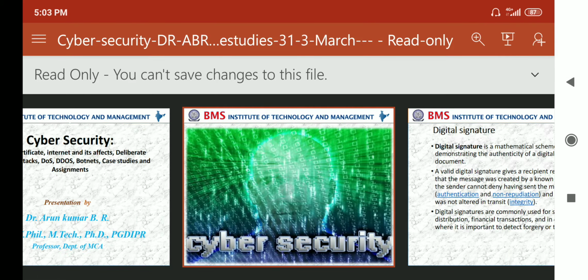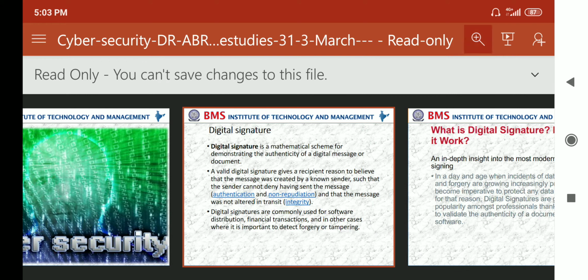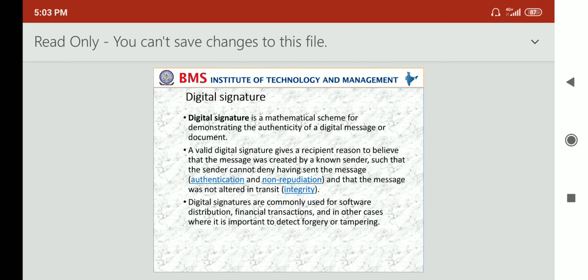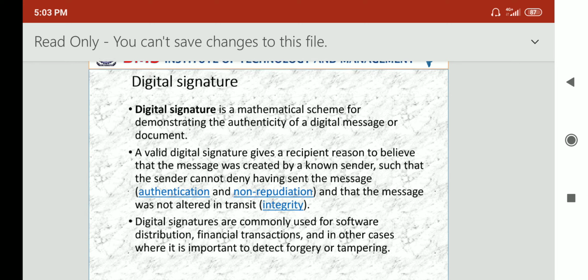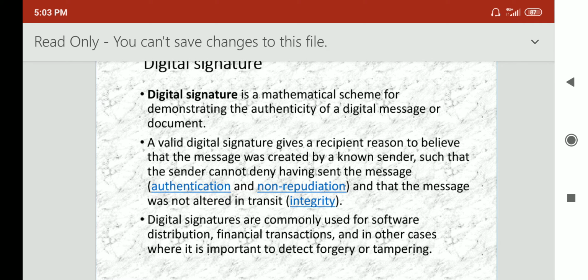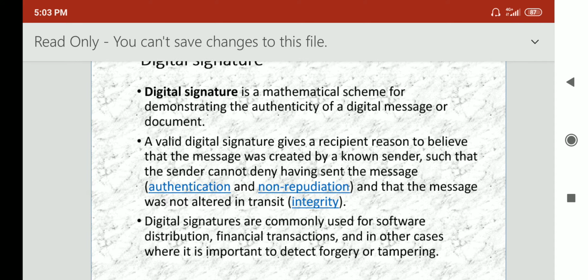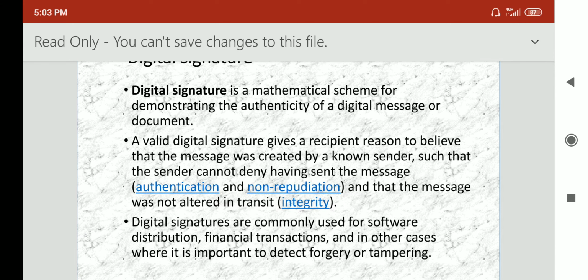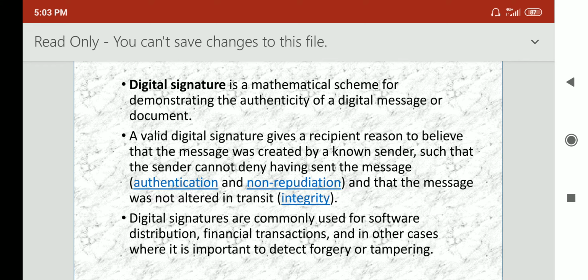Today, we have to understand the digital signature and its importance. A digital signature is a mathematical scheme for demonstrating the authenticity of a digital message or document. A valid digital signature gives a recipient reason to believe that the message was created by a known sender, such that the sender cannot deny having sent the message. We call this authentication and non-repudiation.